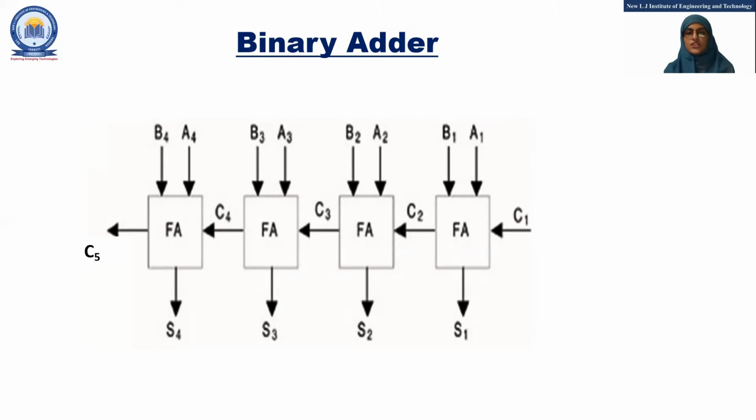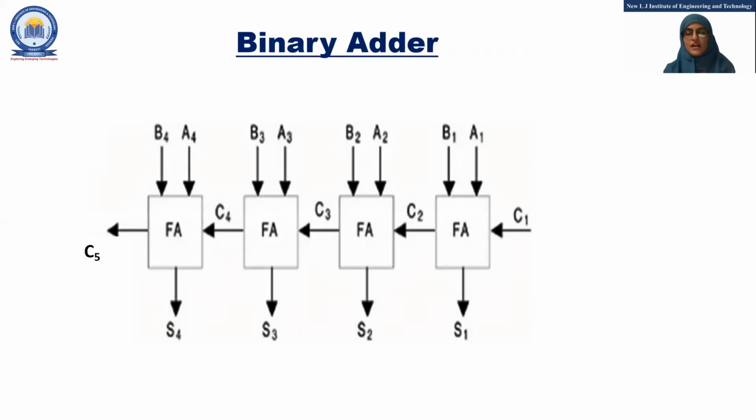This is the structure of the binary adder or parallel adder, which adds numbers which have more than 1 bit present. Here we note that to produce carry C2, we have to wait for carry C1. C2 is generated by the first full adder, carry C3 is generated by the second full adder, carry C4 is generated by the third full adder, and carry C5 is generated with the help of the fourth full adder, which simply means each and every adder has to wait for its previous carry.